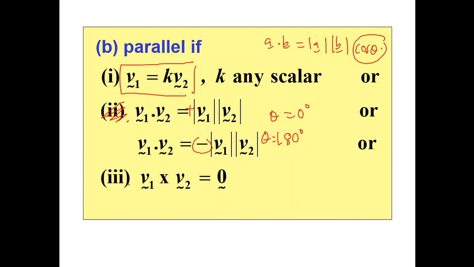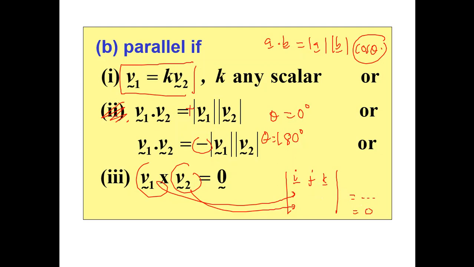The third method is to use the vector product, the cross product. When you show this using the cross product, it is a determinant: i, j, k, then v1 for the second row, and the components of v2 for the third row. Expand, and if you show this is equal to 0, you can conclude that the two vectors are parallel.